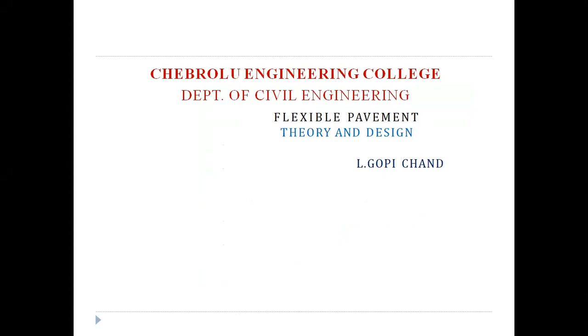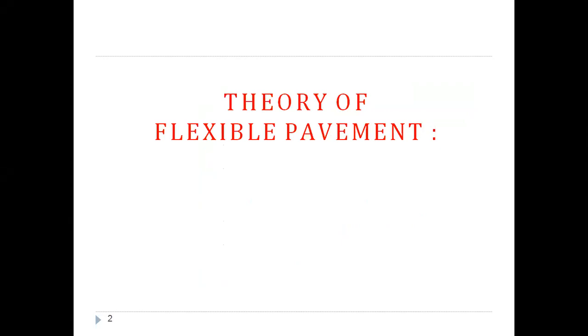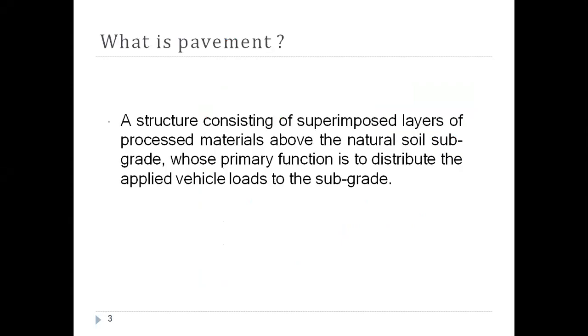In this lecture, we are going to discuss flexible pavements and the theory and design of these flexible pavements. So, what is meant by pavement? A pavement is a structure consisting of superimposed layers of processed materials above the natural soil subgrade, whose primary function is to distribute the applied vehicle load to the subgrade.